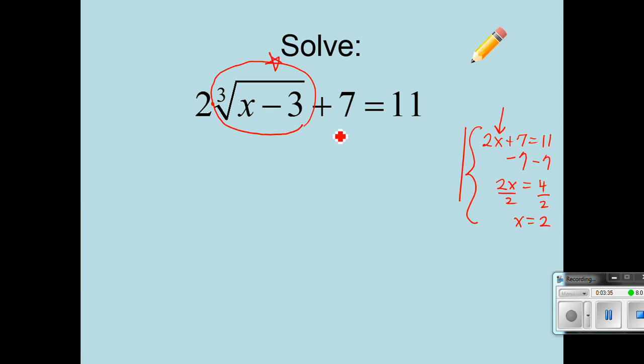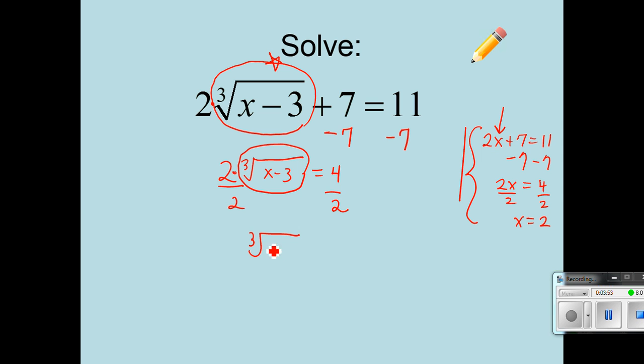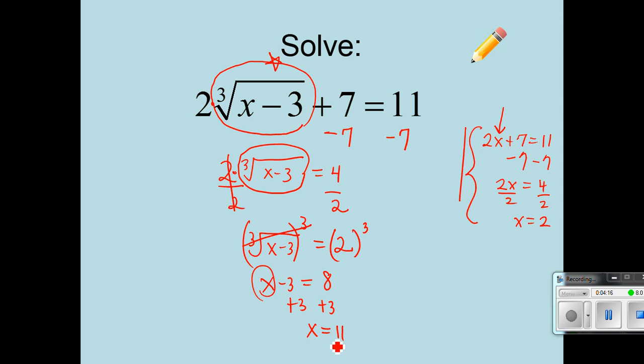So, first step, subtract 7 on both sides. 2 times the cube root of x minus 3 equals 4. Again, trying to get that radical alone. These are being multiplied, so we're going to divide. The cube root of x minus 3, because the 2s cancel out, equals 2. The inverse of cube rooting, again, is cubing, so I'm going to cube both sides. I get x minus 3 equals 8. Add 3 to both sides to finally isolate that x, and we're going to get x equals 11.